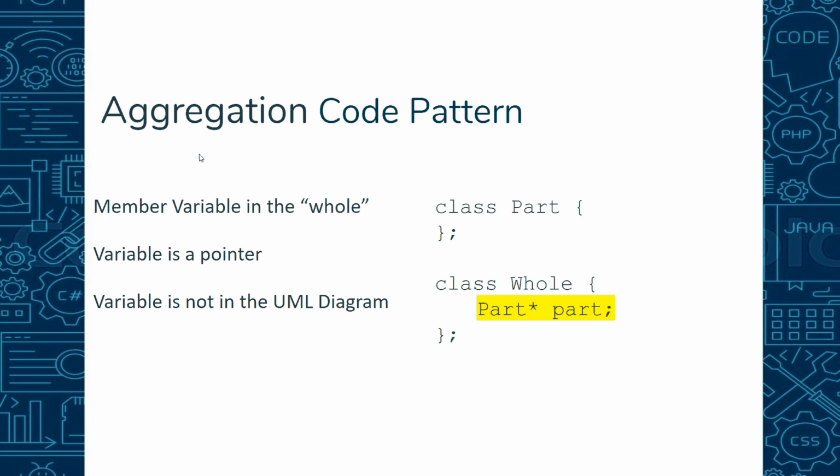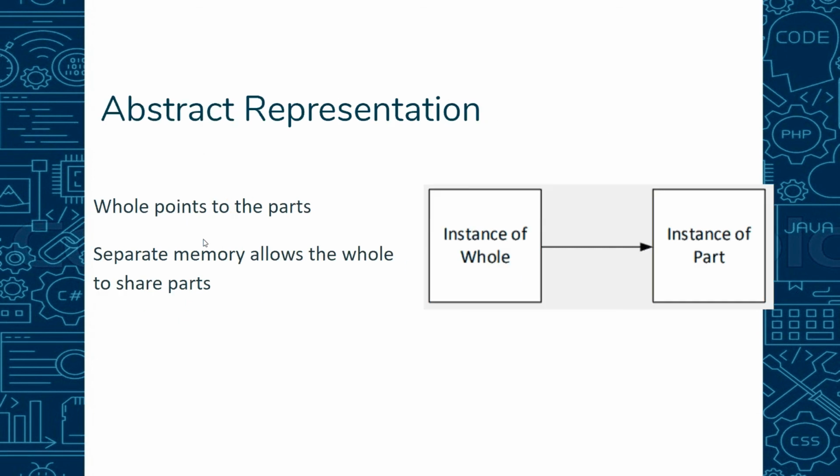And the one that's confusing is the next one, because aggregation, oh, here's our abstract representation. I'll show you that in a sec. So the abstract representation is you still have a line, but it's only one line pointing to the other one right here. The whole is going to point to the part.